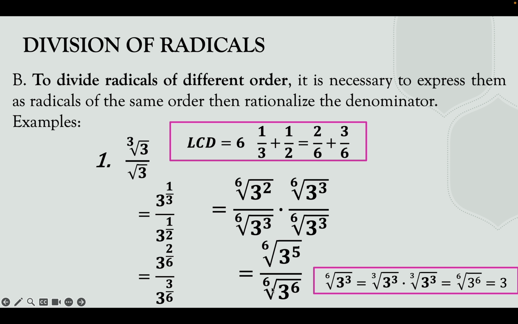Now, we can eliminate the 6th root and the 6th exponent. So we have the 6th root of 3 raised to 5, which is 243. So that means our final answer is the 6th root of 243 over 3.